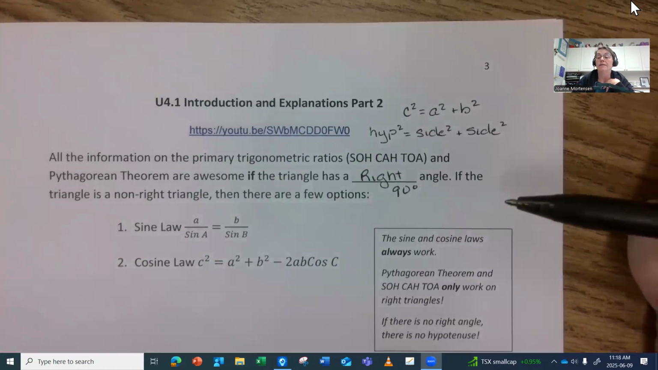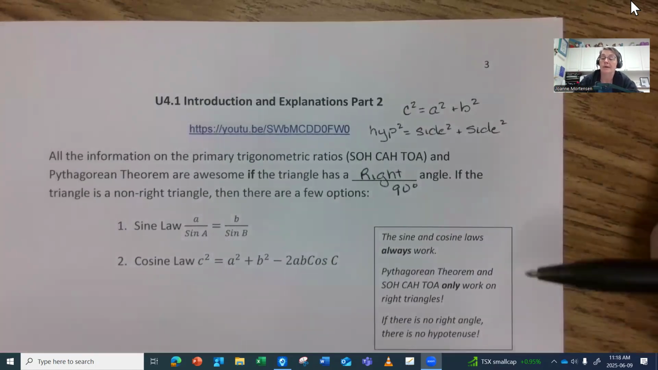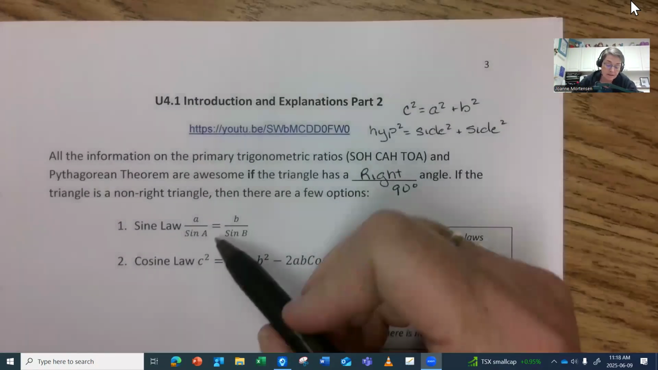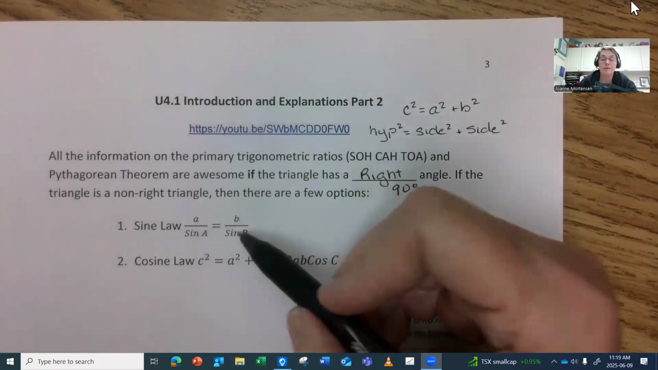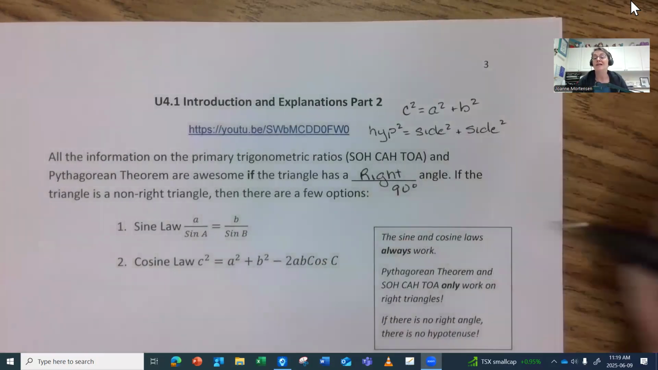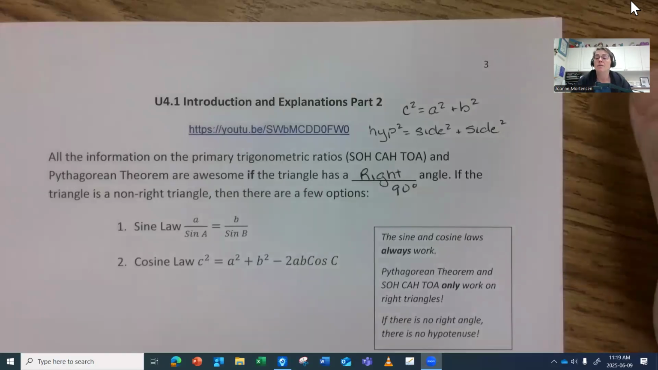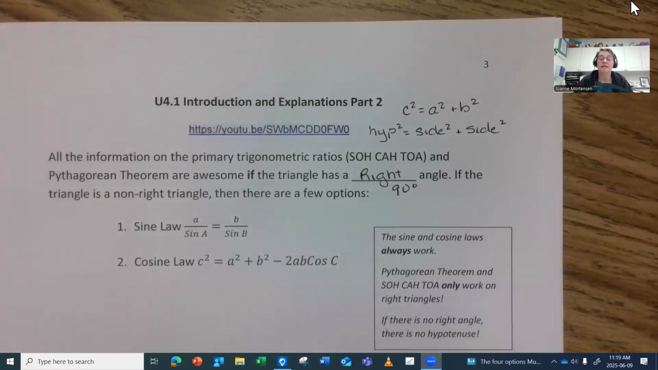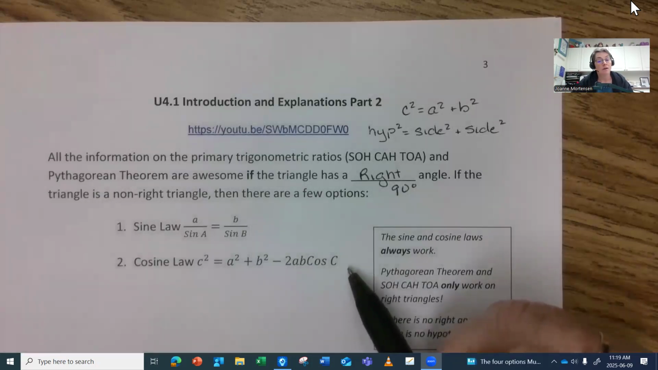Right now, take a deep breath. This looks scary. It's okay. We're all going to be okay because we're going to get through this together. This is important work. So your sine law is a over sine A is equal to b over sine B. And if you're looking at that wondering if we're going to cross multiply, yes, we are. We are going to cross multiply like crazy in this section. This one looks a little scarier. No cross multiplying, but it's still okay.